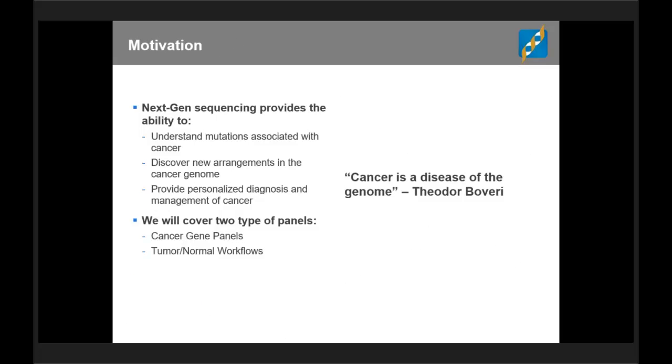So ultimately, the motivation for the sort of workflows that we're going to be talking about is basically the fact that cancer is a disease of the genome. And next-generation sequencing gives us the ability to understand mutations associated with cancer, discover new arrangements in the cancer genome, and it allows us to provide personalized diagnosis and management of cancer. So today we're going to cover 2 types of panels. We're going to cover cancer gene panels and tumor-normal workflows.